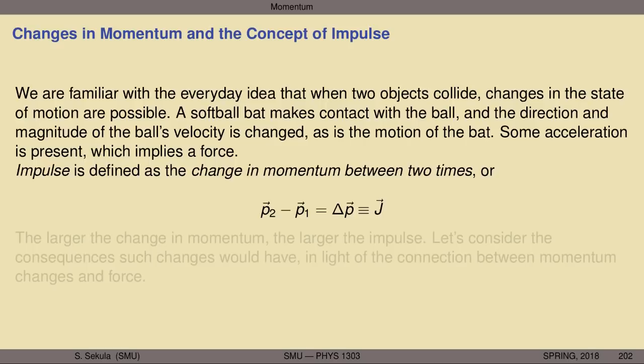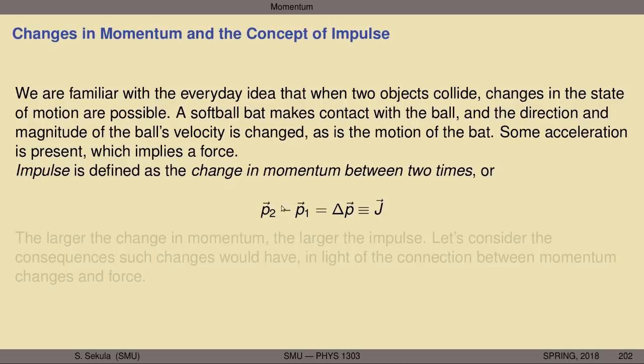The ball is incoming toward the bat before the strike, and after the collision, it's outgoing away from the bat. There's a change in momentum, and it happens very quickly. It's within a second of time that change occurs. So let's define a quantity that's associated with that change.